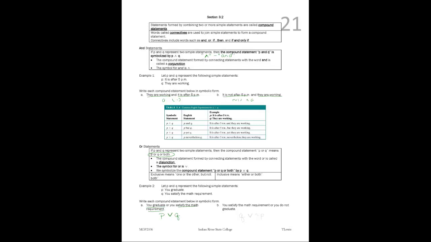How about B? Help me out. You satisfy the math requirement or you do not graduate. How do we use that in symbol form? Right. So you're saying Q, the V, and then the tilde, you say not P.